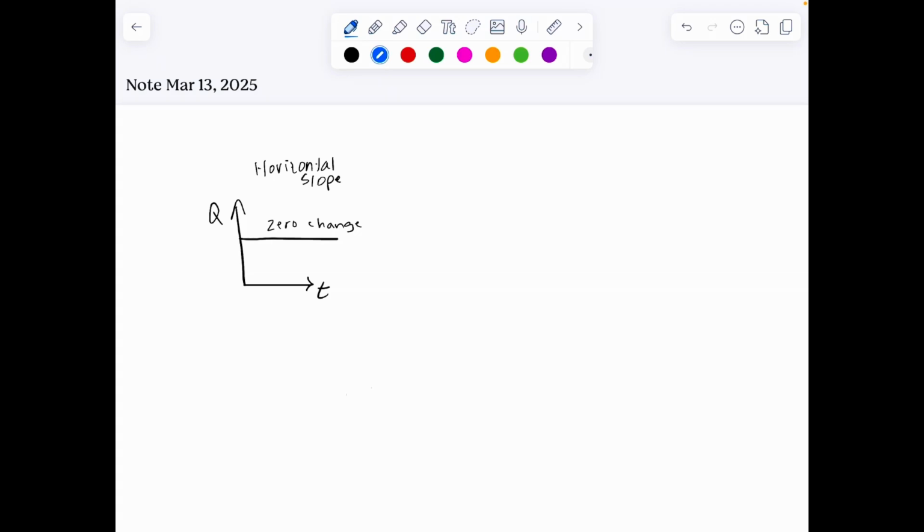And maybe somebody will notice that T is probably time. And if they don't notice or think about it, you can let them know that Q is for quantity. So we're changing our quantity of something over time. Although in this case, there's no change. It's a horizontal slope. It's constant. There's no change.